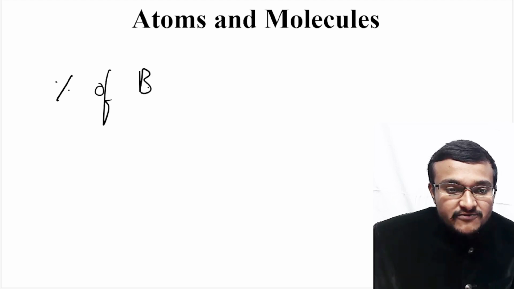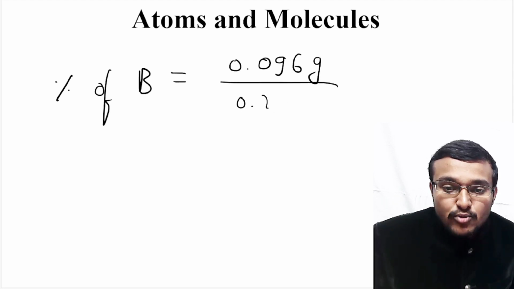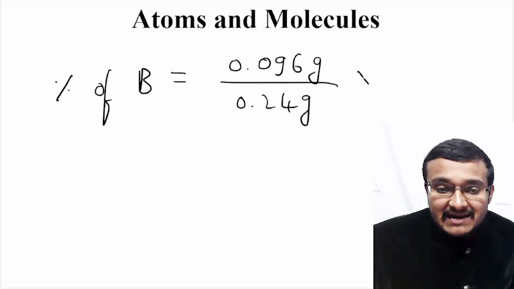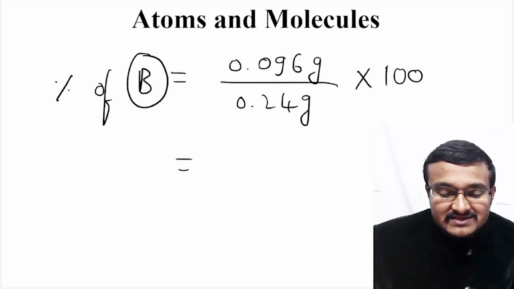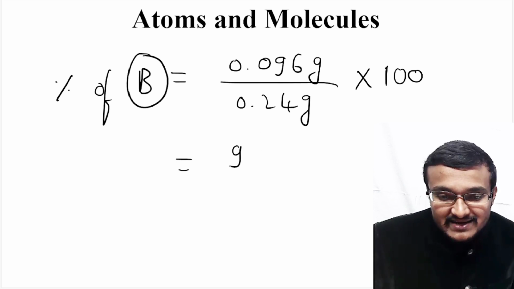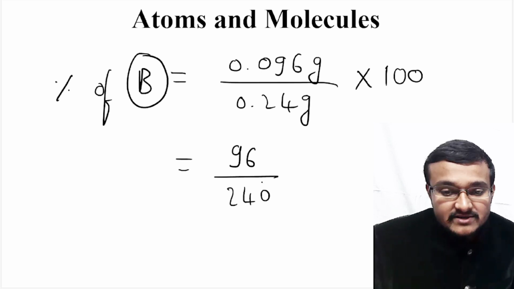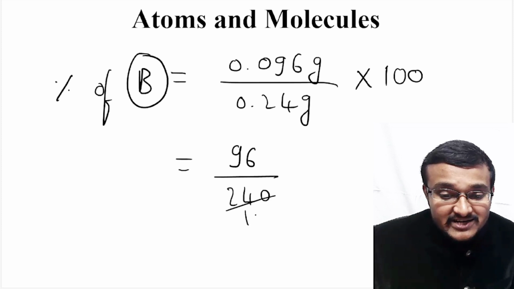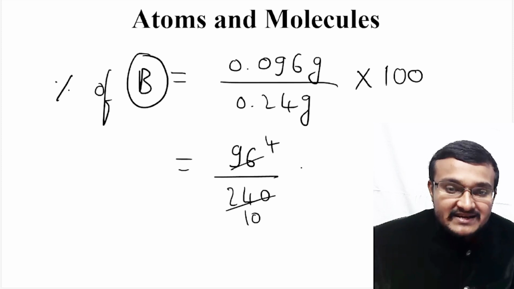So percentage of boron can be calculated as 0.096 gram of boron in 0.24 gram of compound, and multiplying this with 100, you will get the percentage of boron by weight. So now you can actually multiply this both numerator and denominator with 1000. So when you do that, you will get 96 on the numerator and 240 in the denominator. Now here 24 into 10 will be 240, 24 into 4 will be 96 into 100.